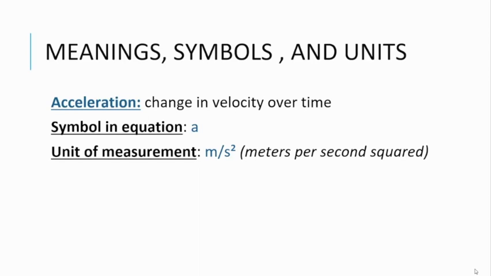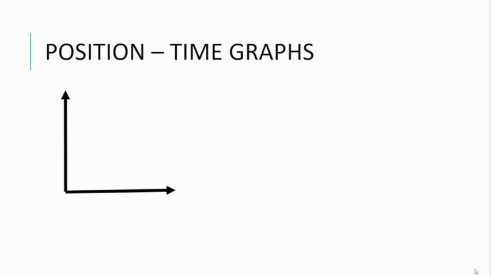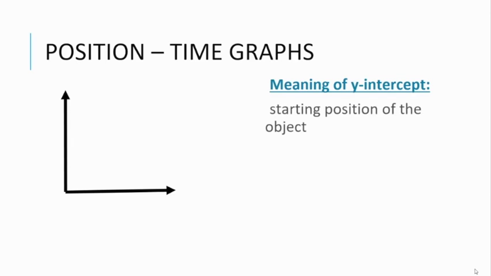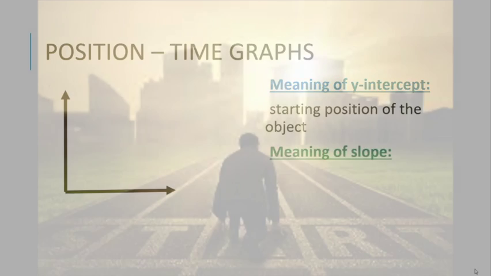Now we're going to take a look at a position time graph. There's two very important things that we want to note when looking at a position time graph. The first being the y-intercept. The y-intercept of any graph is going to tell us the initial condition. In this specific problem, it's going to tell us the starting position of an object.